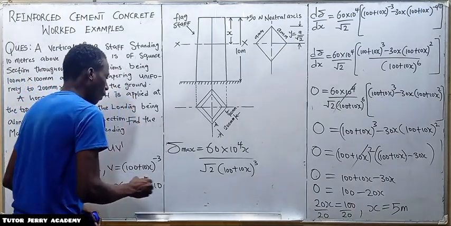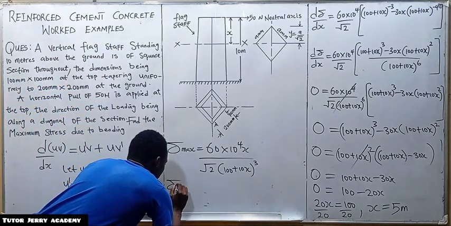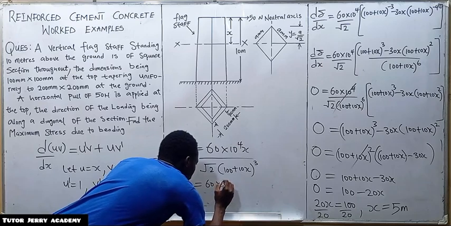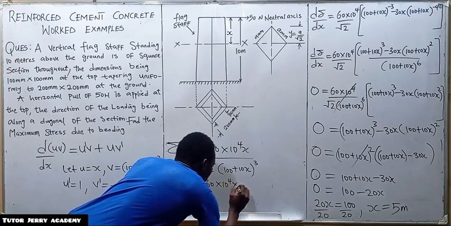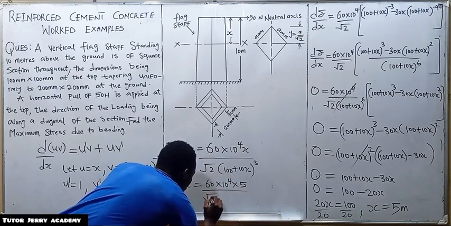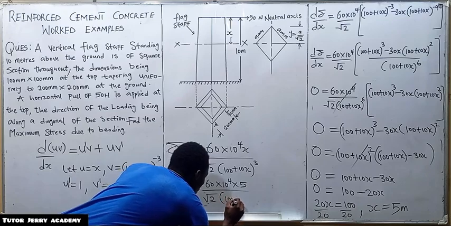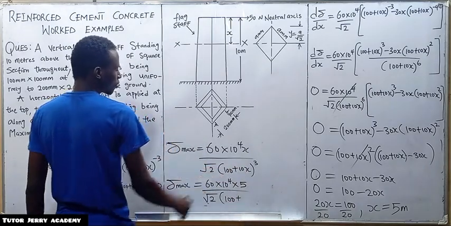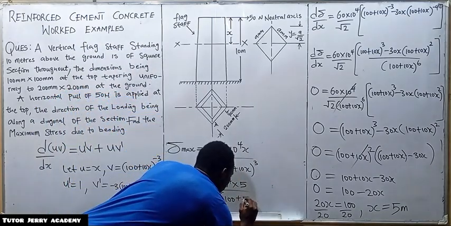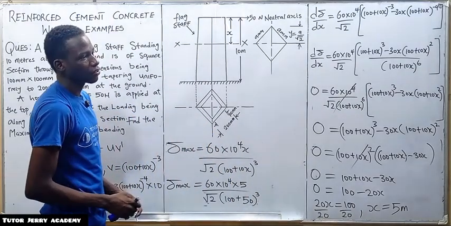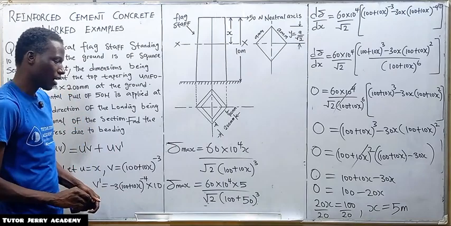So our sigma max will be equals to 60 multiplied by 10 to the power of 4 multiplied by 5, all over square root of 2 into (100 plus 10 multiplied by 5). 10 multiplied by 5 is nothing but 50. So we have 50 all to the power of 3. So this is what we have.